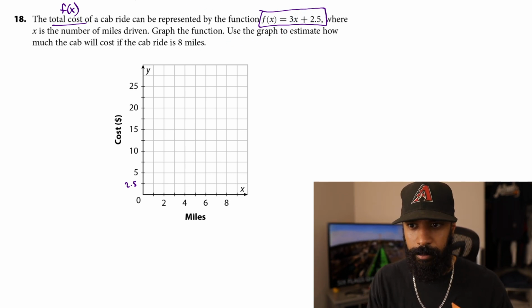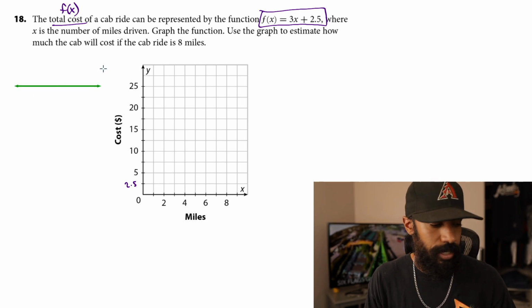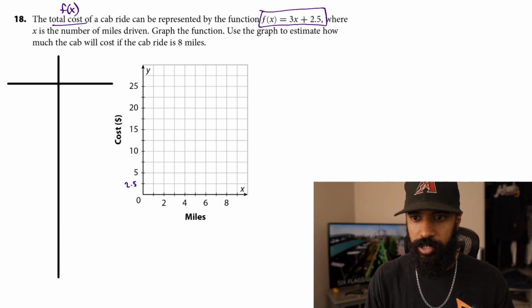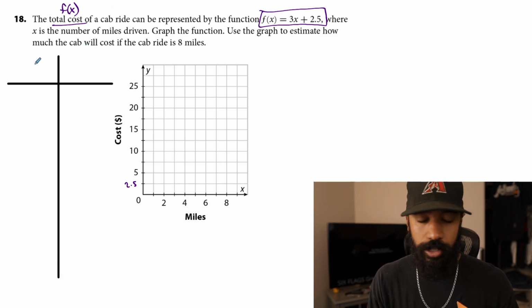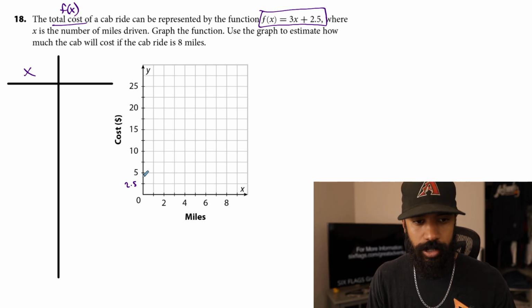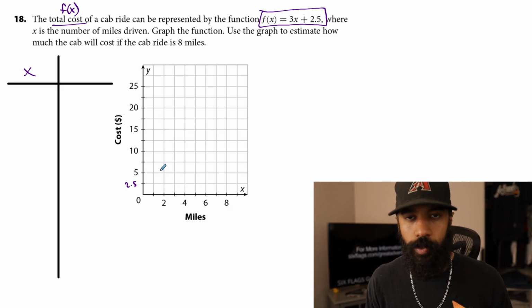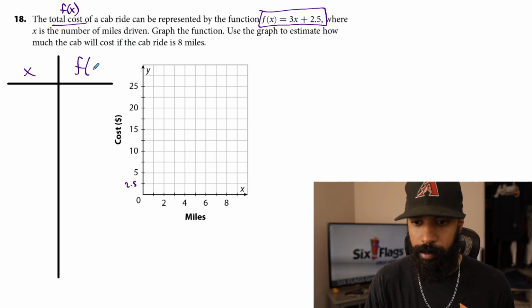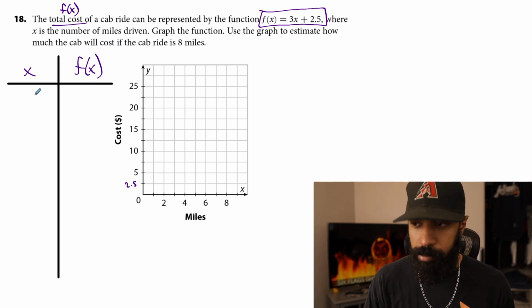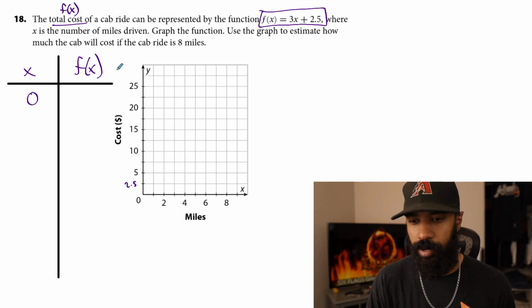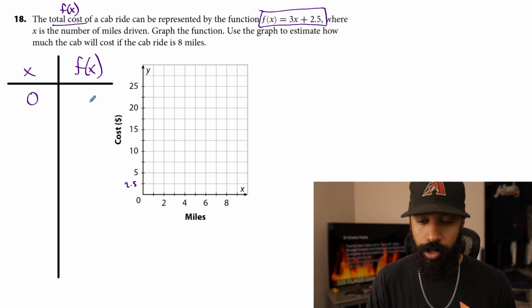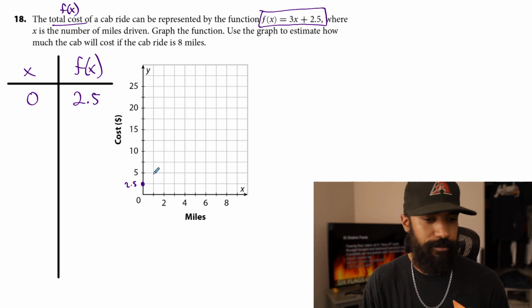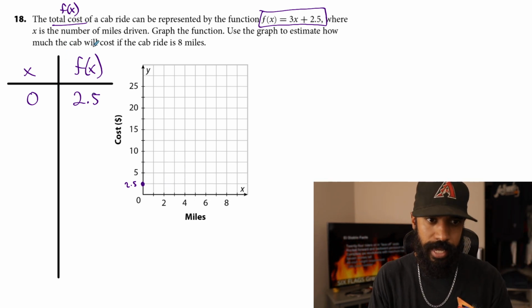I'm going to start off a table and get this understanding more established by choosing numbers. Notice I'm not going to choose any negative numbers anymore because the way that they give us this graph, it's only a first quadrant thing. You can't drive negative miles, right? So there's nothing negative to be had there. If I substitute 0 for x, though, 0 miles driven, 3 times 0 is 0, plus 2.5 is 2.5. This is one of the points on the graph right there. And this is for the cabbie.